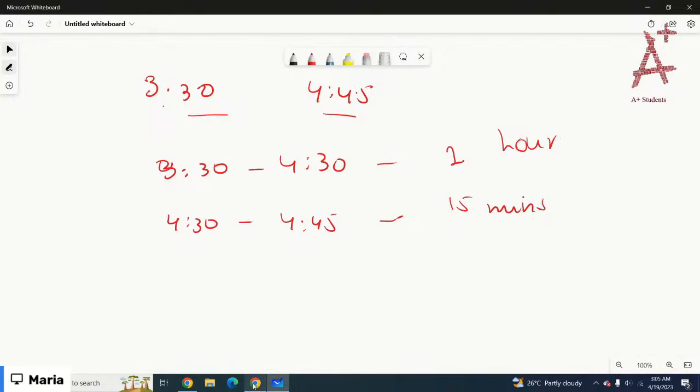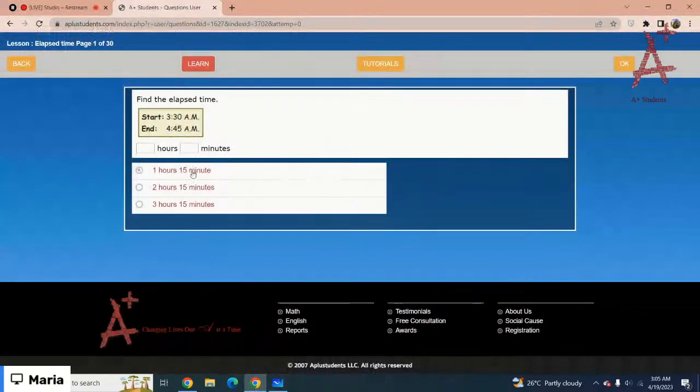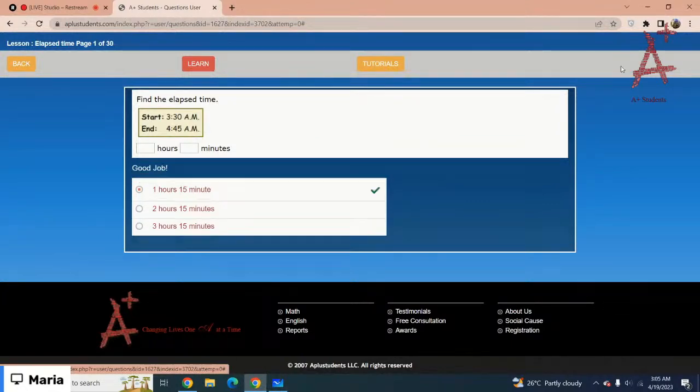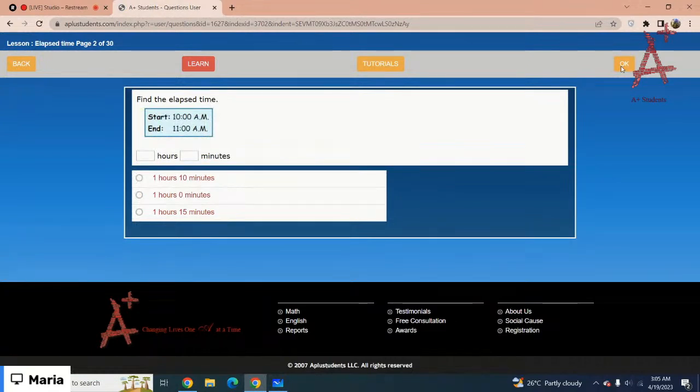You can find a lesson on grade 6 maths. The chapter name is time, and the very first lesson is elapsed time. Follow the instructions. Go to grade 6 maths and find the chapter time here.